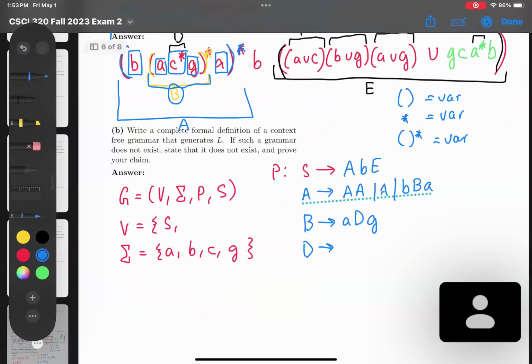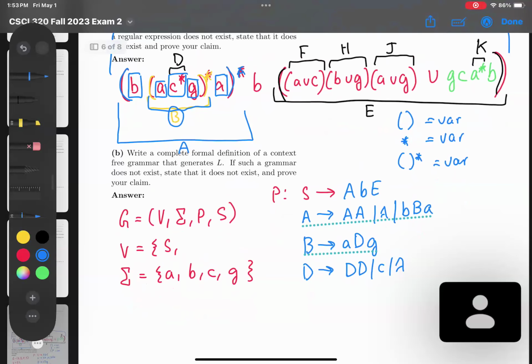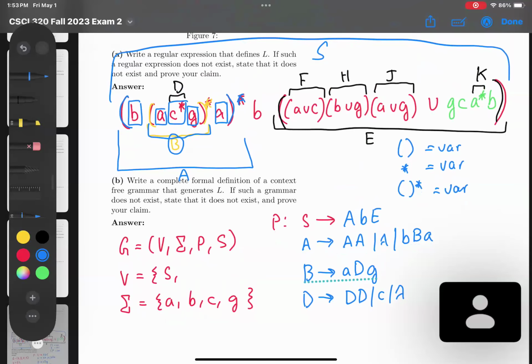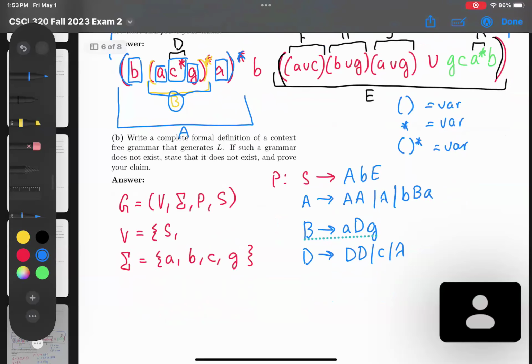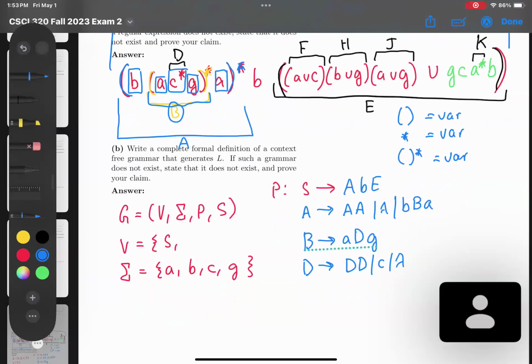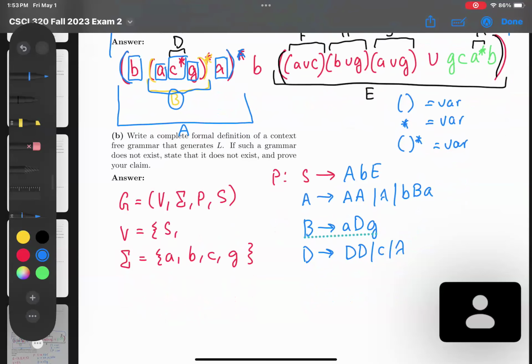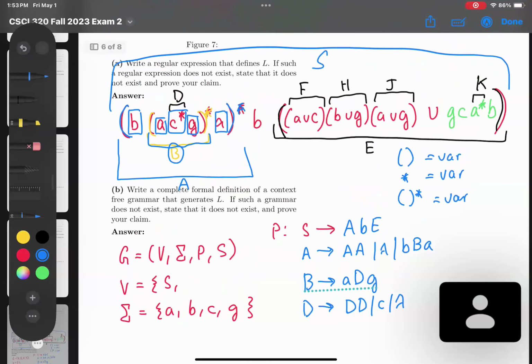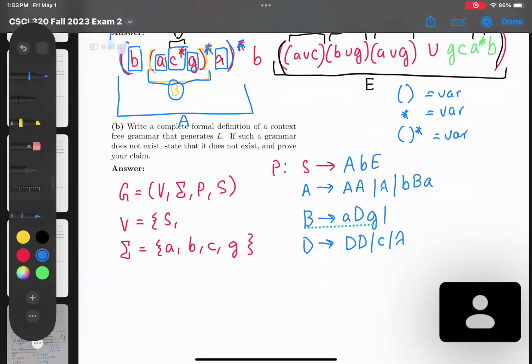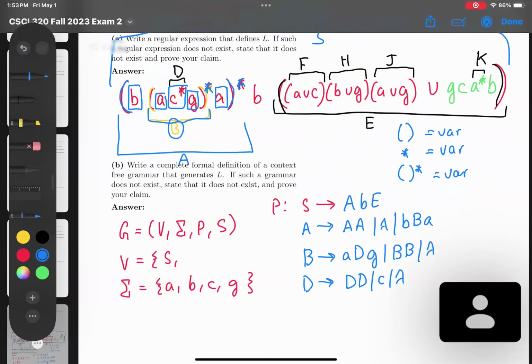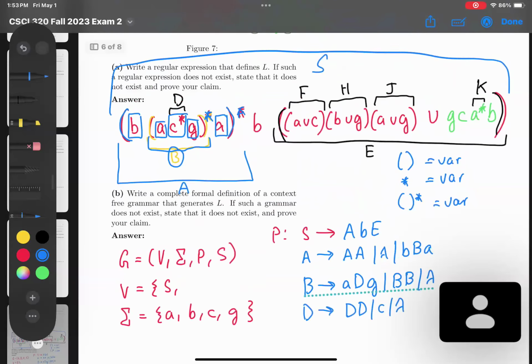And D is the C star. So we say D, D, or C, or lambda. Whenever we have a star, we do the same variable twice, or lambda, and then whatever is inside the star. All right, we're done with this. Now we have to define... Doesn't B have a Kleene star in it? Oh, it does. I didn't see that. Yeah, right here, there's also a Kleene star. Thank you, Vikash. So this is also BB or lambda, because B does also have a Kleene star on it. And then we move on.